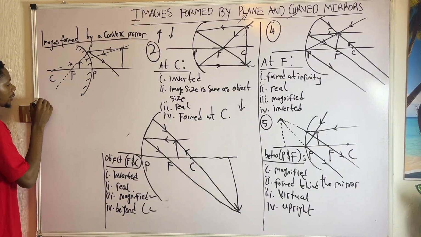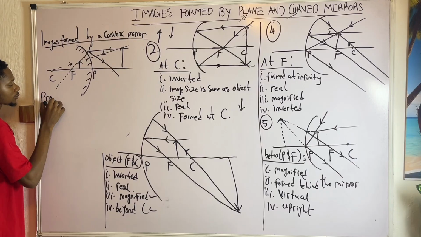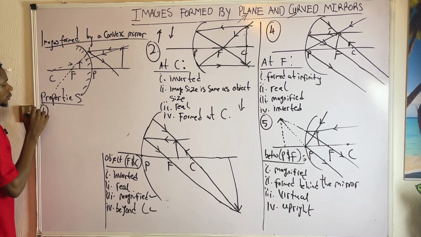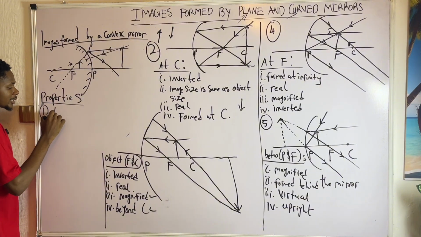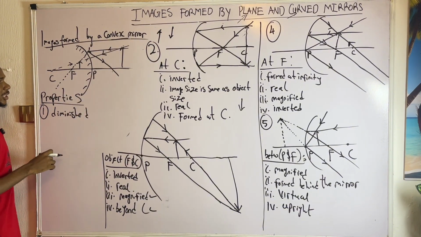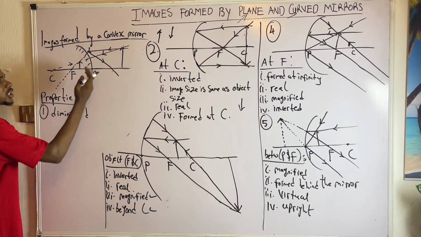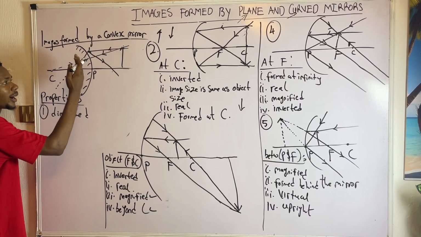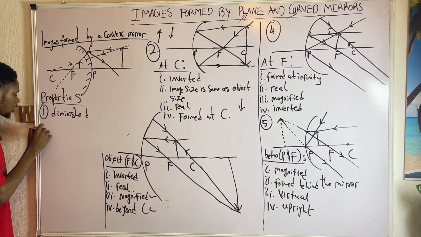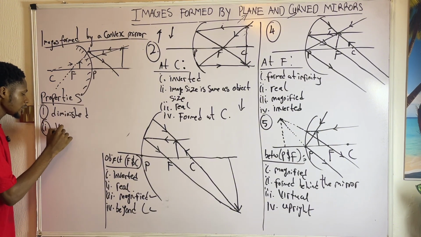So for a convex mirror, when we place the object on one part, the image that is formed is smaller. The properties of the image: number one, it is smaller, that is diminished, that is the size has reduced. Now, it is formed on the opposite side of the mirror. Remember, when an image is formed on the opposite side as the object, it is virtual.